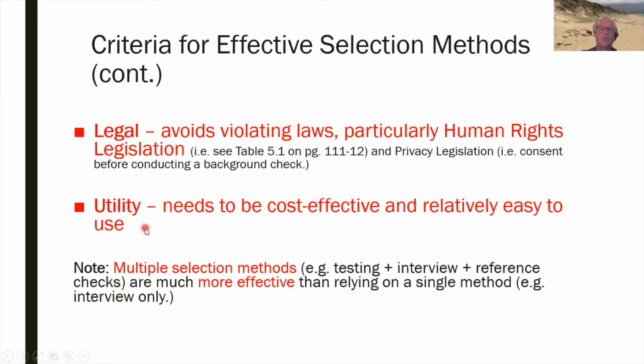So if you have something that's a really complicated test, for example, or something that's really expensive, if you had like a $1,000 psychological test, would you want to use that if you were hiring, let's say, a custodian or a server at Tim Hortons? Probably not. That's not really cost effective.